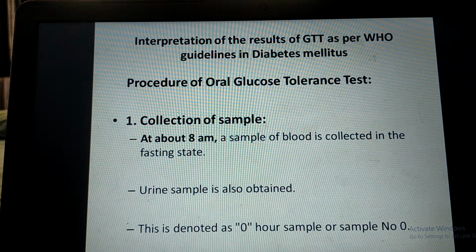Oral glucose tolerance test is generally performed in the early morning. Ask the patient to visit at 8 a.m. and his fasting sample is collected. Fasting sample means a person has not taken anything by mouth for the last 10 to 12 hours except water. So in this case, blood sample and urine sample are collected and denoted as 0 hour sample or sample number 0.